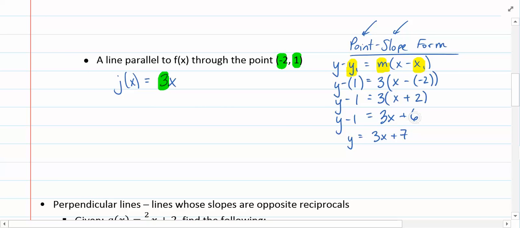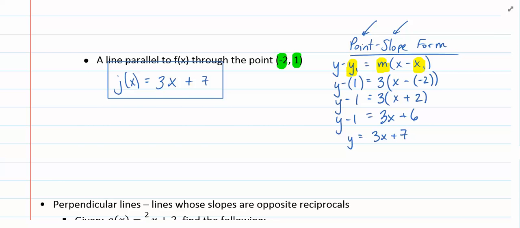When I add 1, it cannot combine with the 3x, because this is a different value. But I can add 1 to this 6, which is a constant. 3 and 1 makes 7. So back over here, if I'm talking about my solution, my equation of a line parallel to f of x through the point -2, 1, then this has to be the equation 3x plus 7.